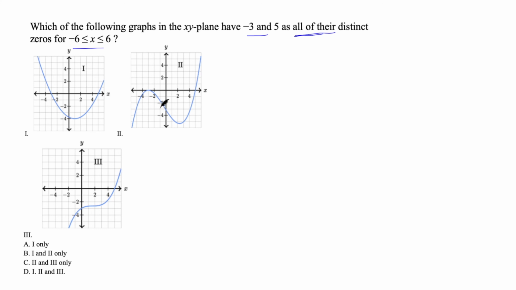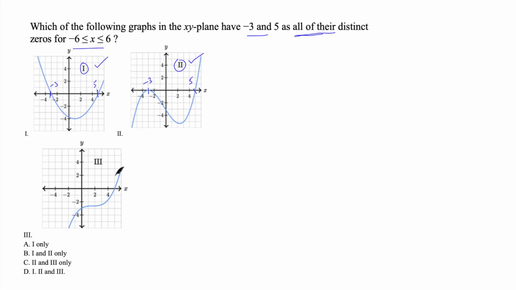So now let's evaluate the graphs. Let's evaluate graph 1. We have one x-intercept at -3. This is 1, 0. And another 0 or x-intercept is at 5. This makes sense. And these are the only 2 zeros in this range. A definitely makes sense, graph 1. Let's have a look at graph 2. So we have 1, 0 at -3. This is fine. And we have another 0 at x equals 5. This is also fine. So in this range, there are only two distinct zeros, which are at -3 and 5. So this also makes sense.